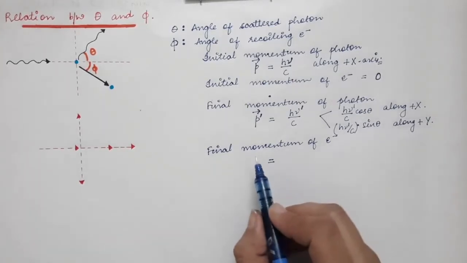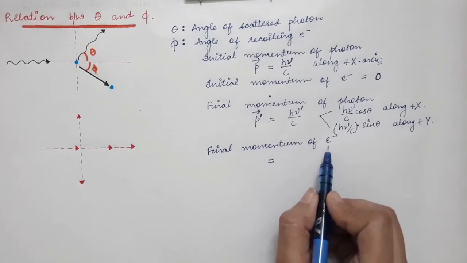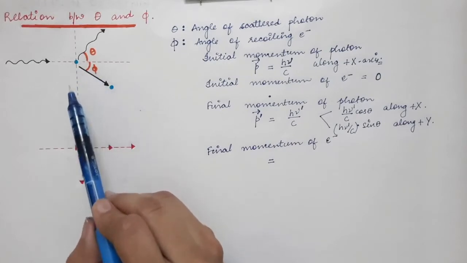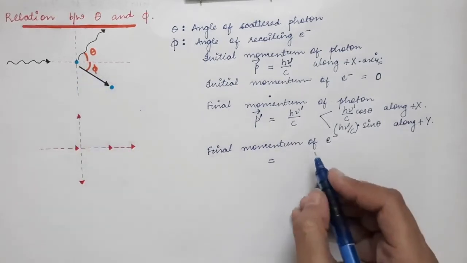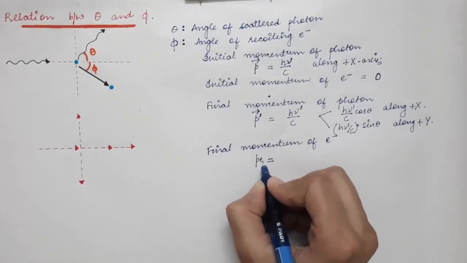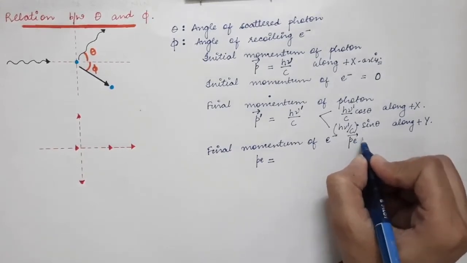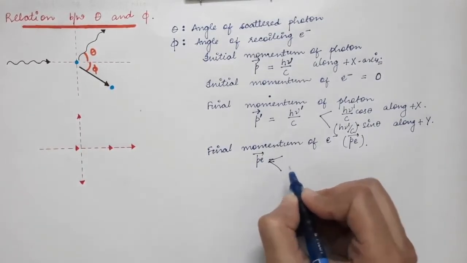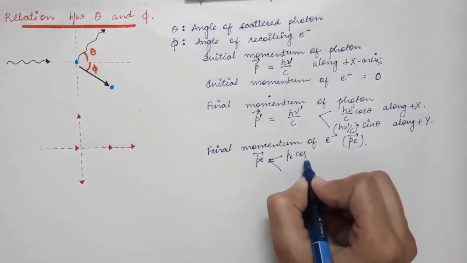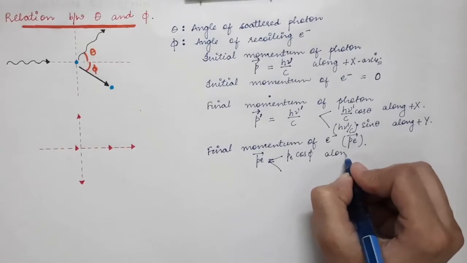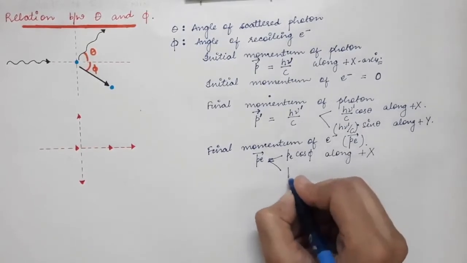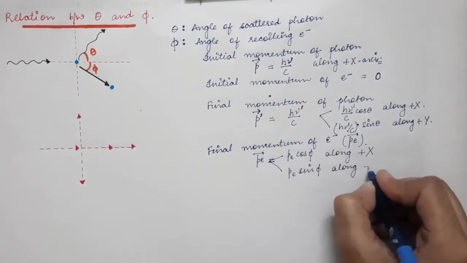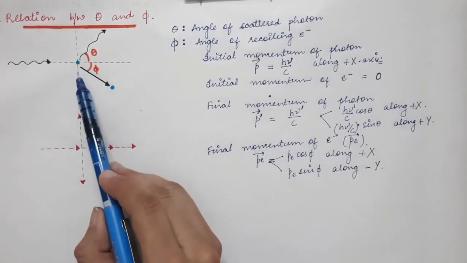Similarly, we can divide the momentum of the recoiling electron into two components. The momentum of the electron is represented by pe vector, and this pe vector will have two components. One will be pe cos phi, along positive x-axis, and another one is pe sin phi, along the negative y-axis. So that will be along this direction.